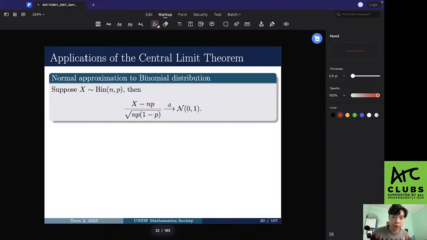And we can get to one of the applications of central limit theorem. It's the fact that we can actually use it to approximate the binomial distribution.